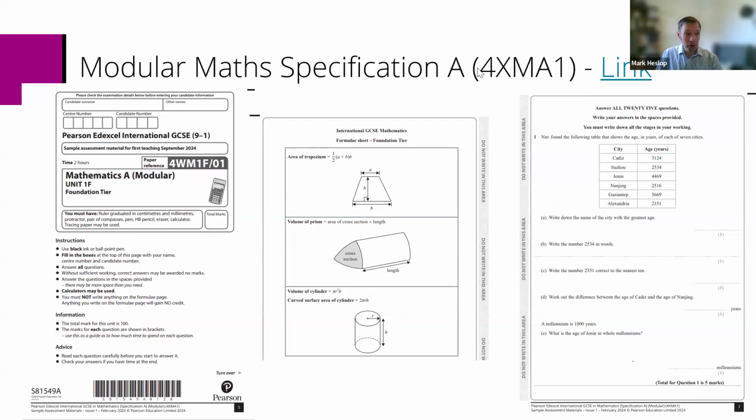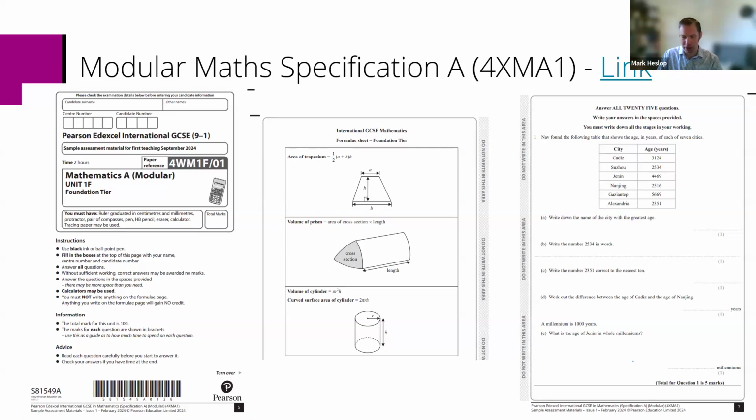Modular papers, the only thing you'll see different, and this is a link to the actual sample assessment materials, is the actual codes on the front of the paper. Everything else will look absolutely the same. We don't want there to be any surprises for students and teachers. Same formula sheet.